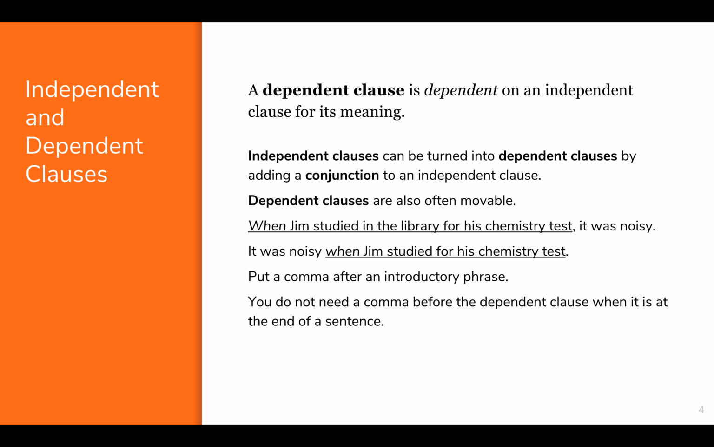So independent clauses can be turned into dependent clauses by adding a conjunction, like I said. And these dependent clauses are also often movable. So if you start a sentence with a dependent clause, such as when Jim studied in the library for his chemistry test, it was noisy, that same dependent clause could be moved to the back of the sentence, in which case you wouldn't need a comma. For instance, it was noisy when Jim studied for his chemistry test. So these dependent clauses are often movable. They're either put at the beginning of a sentence as an introductory phrase, in that case they're followed by a comma, or they are placed at the end of a sentence, in which case they don't need a comma.